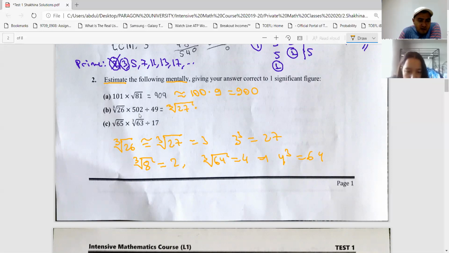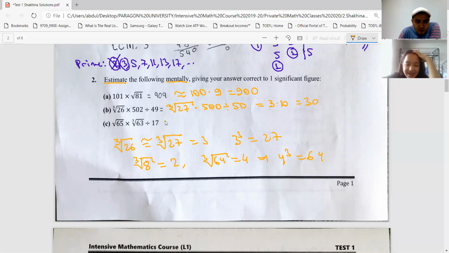Okay, Shahina. So now I can estimate this one by cube root of 27. I can estimate this 502 by 500 divided by, I can estimate this 49 by 50, right? These numbers are easy to calculate. Now, if you simplify this, cube root of 27 is 3. And 500 divided by 50, what is it? That is 10. So what is 3 times 10? 30. So that means the whole thing is approximately equal to 30. That was so easy, right?